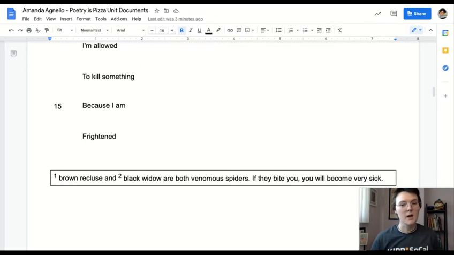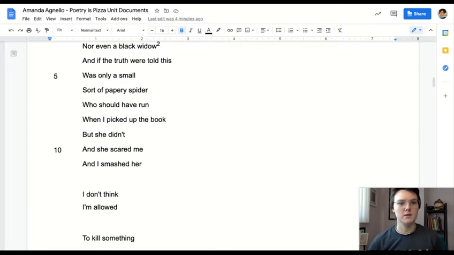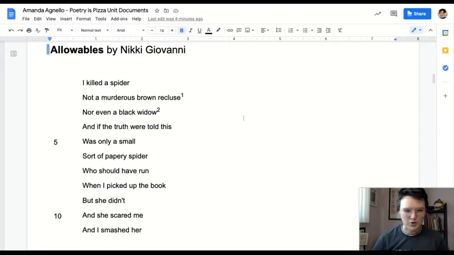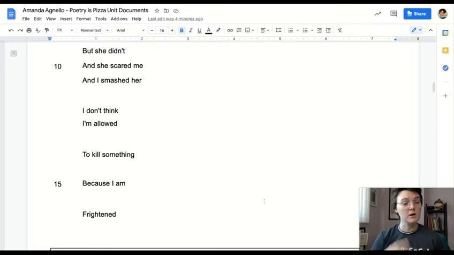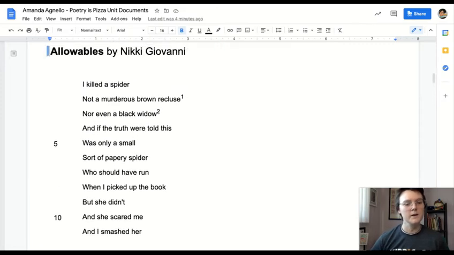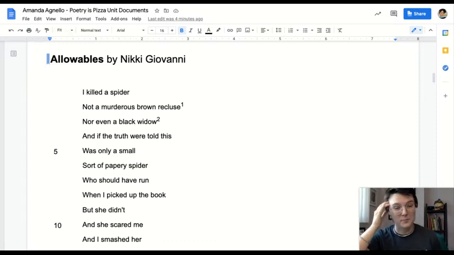And I've included at the bottom a definition for both brown recluse and black widow. Those are both a type of venomous spider. So if they bite you, you'll become very sick. So as we read again, we have this idea that she saw a spider, but it wasn't a dangerous spider. It was just a little one, like papery almost. And she should have run, but she didn't, and I smashed her. And then you have your speaker thinking, I don't think I'm allowed to kill something because I am frightened. So let's reread. And this time we will dig into it thinking about our SIFTT protocol.